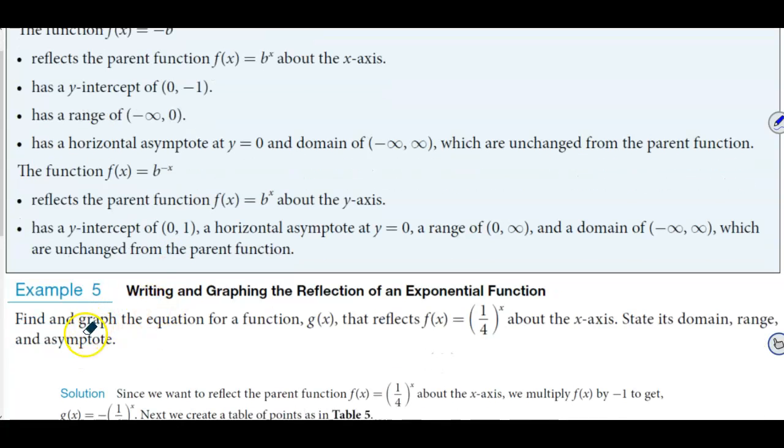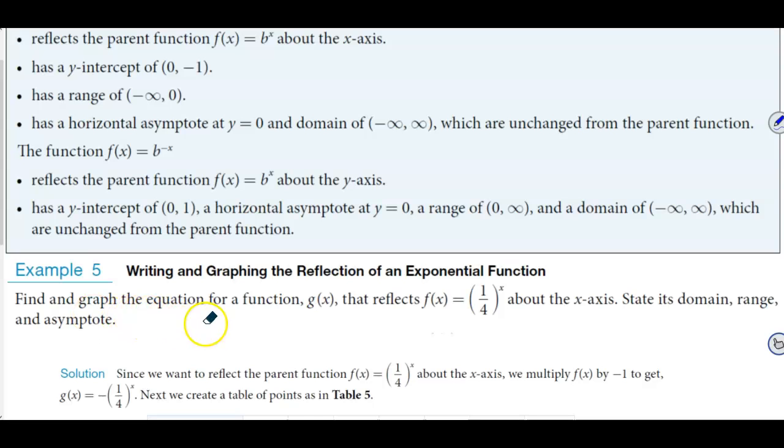So in example number 5, we want to be able to find and graph the equation for a function g of x that reflects f of x, which is equal to 1/4 to the x power, about the x-axis. State its domain, range, and asymptote.